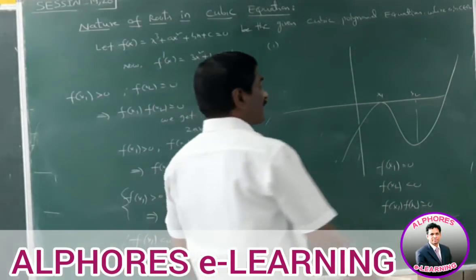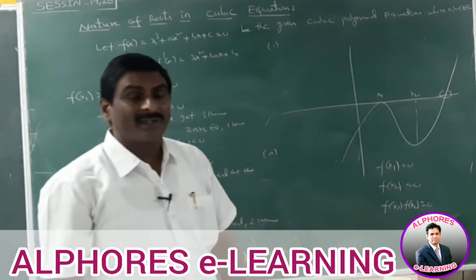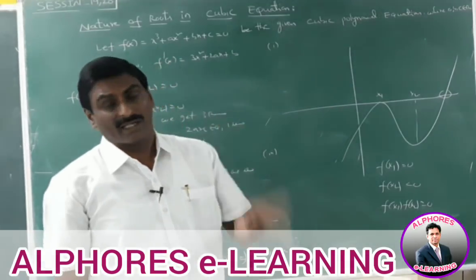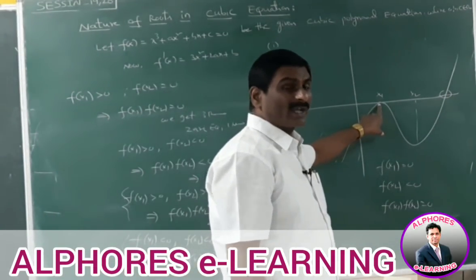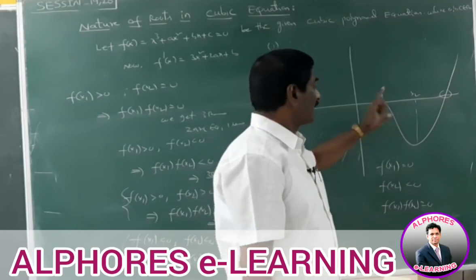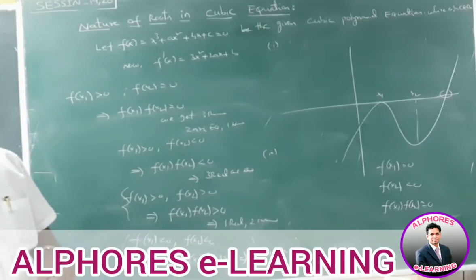In this case, the graph cuts the x-axis at one point and touches at one point. Touches means we have two roots and the roots are equal. Okay. The graph touches the x-axis means we have two real roots. The two roots are equal. That means we get three real roots. Two are equal and one is different.